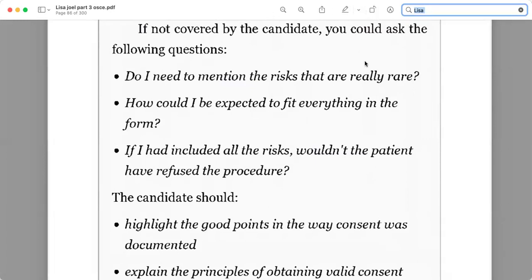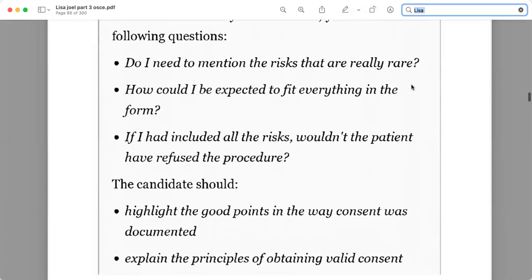So the spare time will save you as well in the task. You have to answer the questions asked by the candidate. The part of, do I need to mention the risks that are really rare? What do you think about it? Do you think that you covered this part? No, ma'am, I didn't cover this part. What type of risks do we have to mention in the consent form? Only common, uncommon, or rare also? Yes. So the serious rare risks should be mentioned, right? How can I expect it to fit everything in the form? So what do you think?